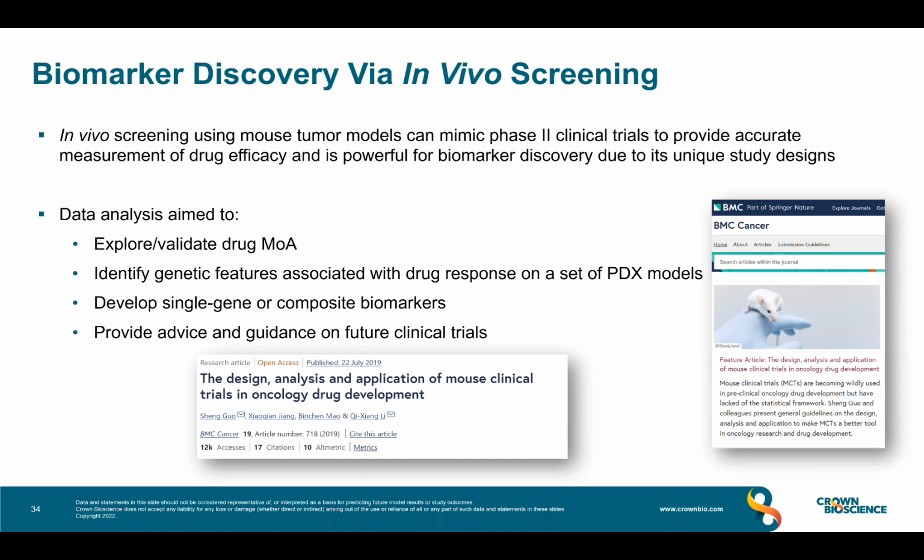identify genetic features associated with the drug response on a set of in vivo models, and develop single gene or composite biomarkers, and also provide advice and guidance on future clinical trials. Our methodology has been published in BMC Cancer in 2019 as a cover story.